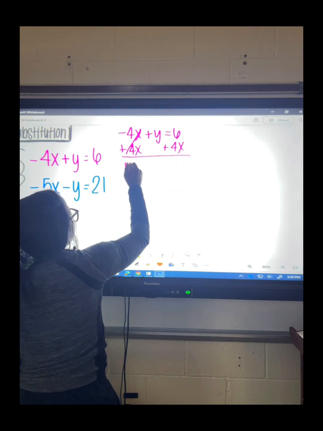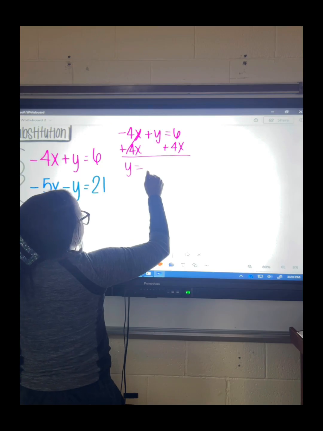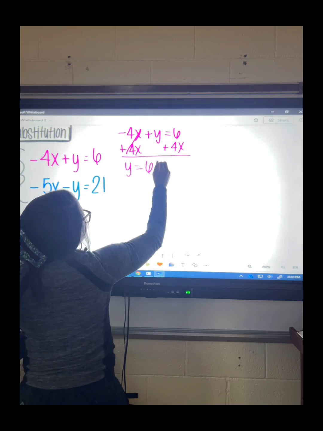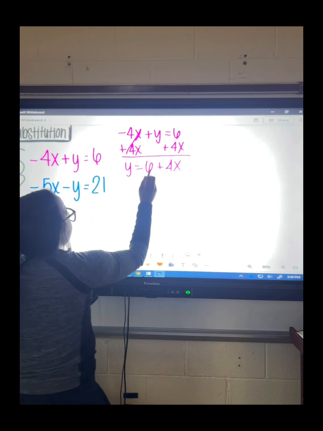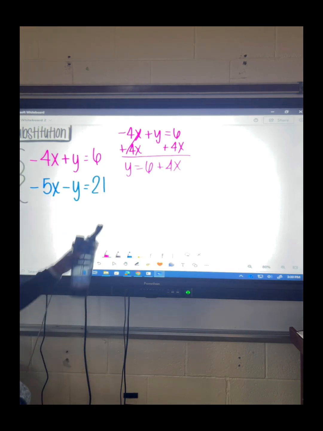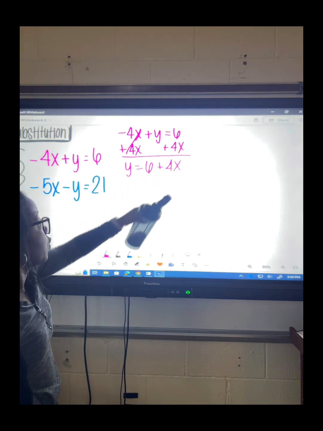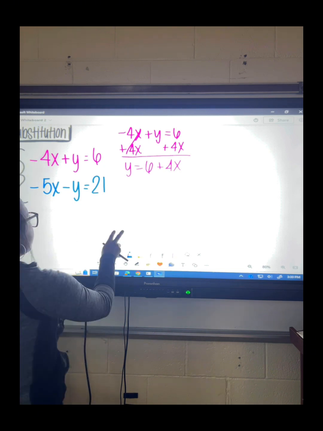We're still making a mistake when we're combining 6 and 4x. No, 6 does not have an x, so you can't combine them. Now I'm ready to plug in. So now I know that y is 6 plus 4x. So I'll take my other equation and plug it in.